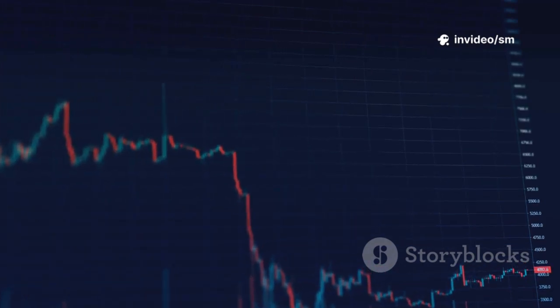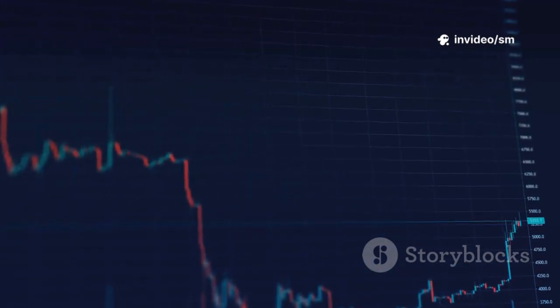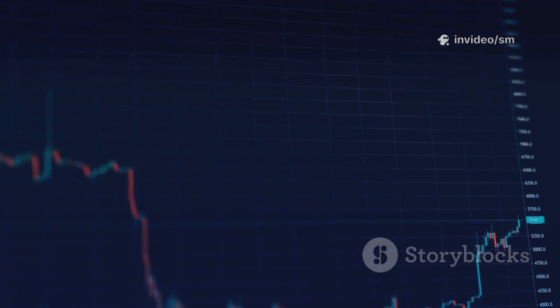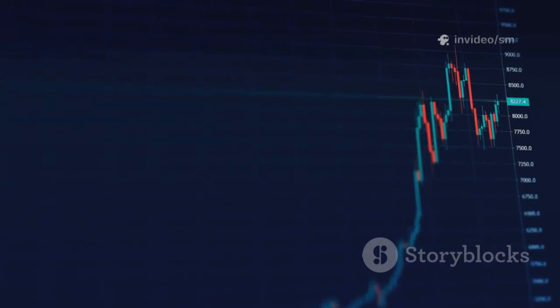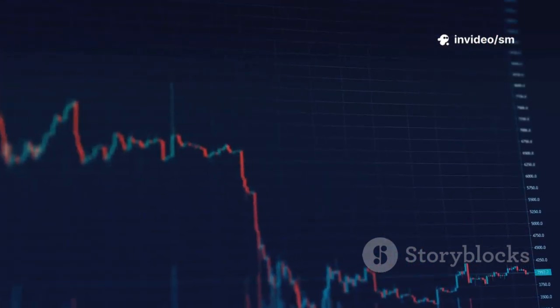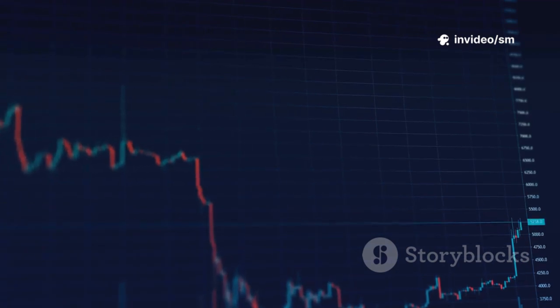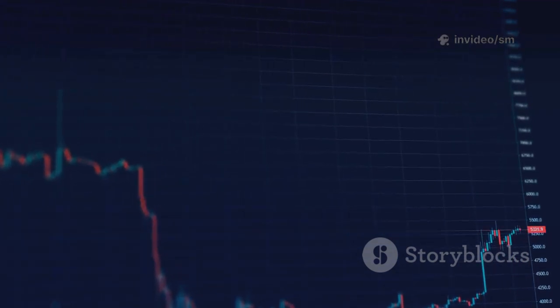A breakout occurs when price moves decisively above a resistance level or below a support level, and the best breakouts are usually accompanied by a noticeable surge in trading volume. This volume spike is crucial. It shows that there's real interest and participation behind the move, not just a fleeting price blip.